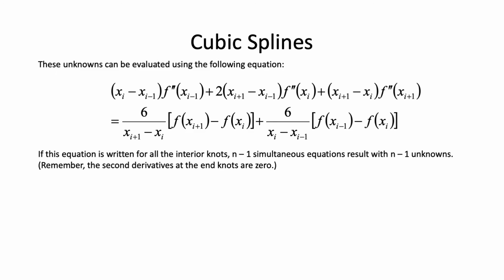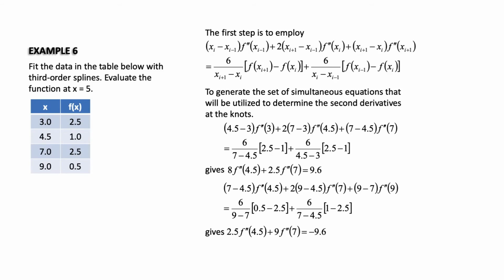You use this equation. So if this equation is written for all interior knots, you have n-1 simultaneous equations resulting in n-1 unknowns. In the example, you have two interior knots. So since n is 3, because this is a cubic spline, then you need two simultaneous equations with two unknowns. So you get 4 equations. So let's use the equation in order to determine the equations for the cubic spline at each interval.